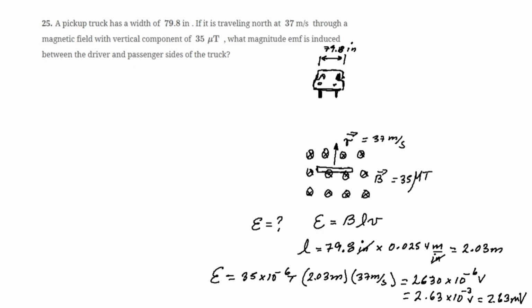So now what happens with this? There will be an electromotive force induced just because this car is moving through a magnetic field. So when we say motional electromotive force, you have a body that is moving with some velocity through a magnetic field, and due to this motion there will be an induction of electromotive force, an induction of voltage. There will be a difference of voltage of 2.63 millivolts between the passenger and the driver.